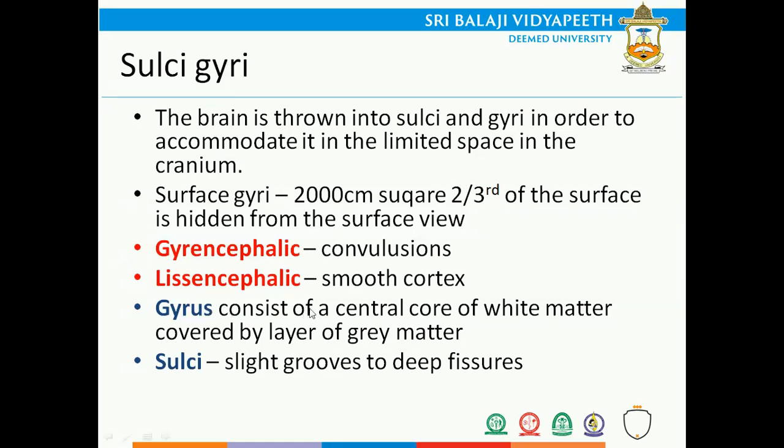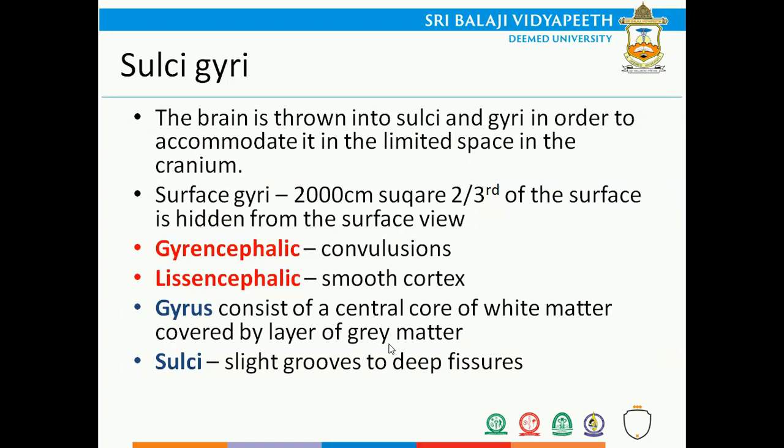Gyrus. A gyrus consists of a central core of white matter, and it is covered by a layer of grey matter. So when I take a gyrus, one elevation of a brain, it is going to contain both the grey matter and the white matter. The central core of the gyrus will be made up of white matter, and it is covered outwardly by a layer of grey matter. So this is the structure of a gyrus.